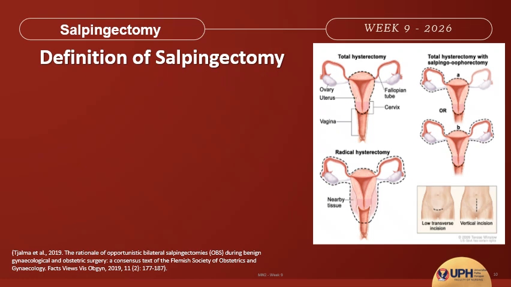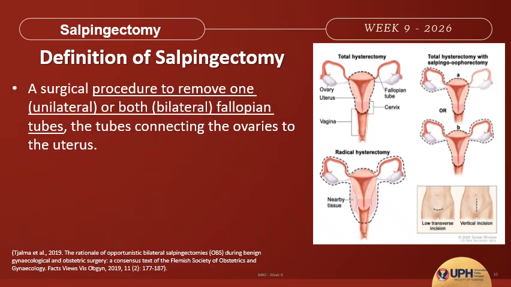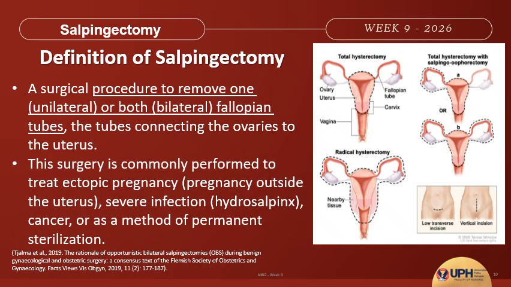Now we move to the next condition, which is salpingectomy. The salpingectomy is actually the surgical procedure to remove one or both, so unilateral or bilateral, of the fallopian tubes. These are the tubes that connect the ovaries to the uterus, and when we remove them, this will also be a form of permanent sterilization. So it's commonly performed to treat ectopic pregnancy, where the pregnancy happens not inside the uterus, and when we have severe infections.